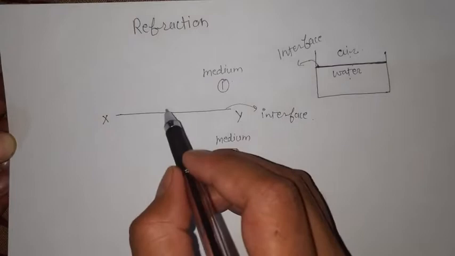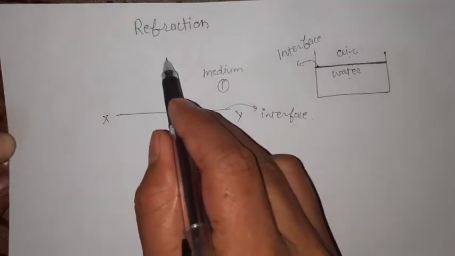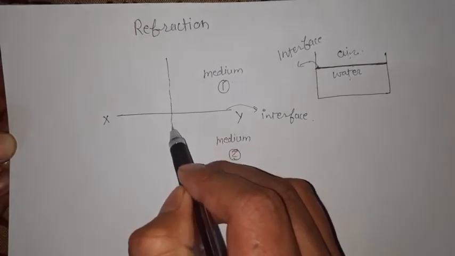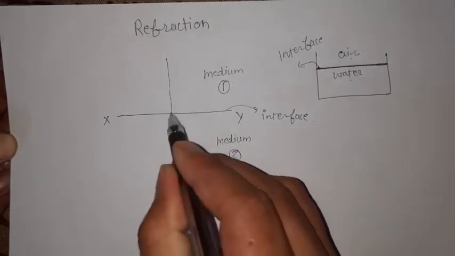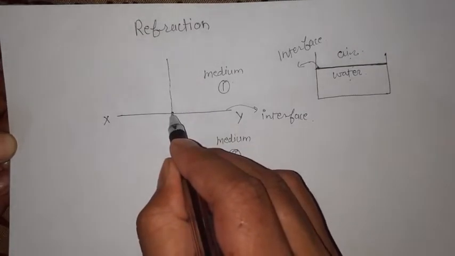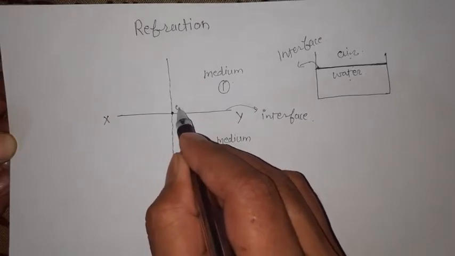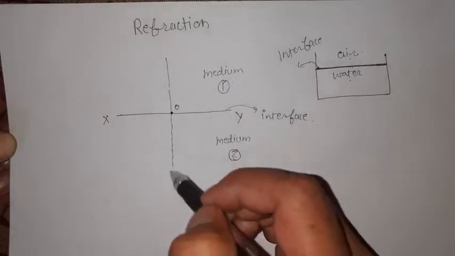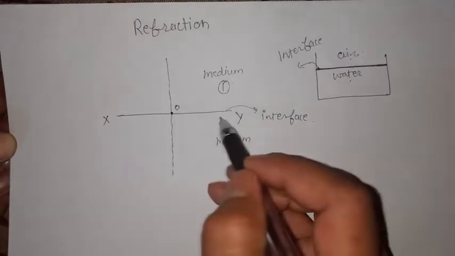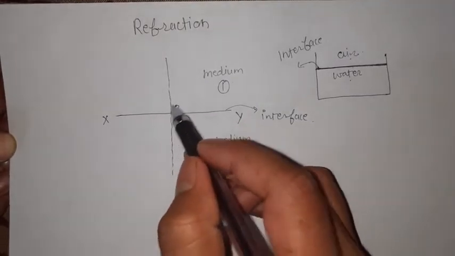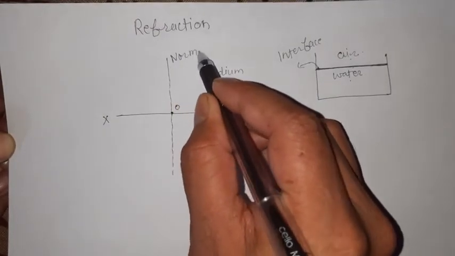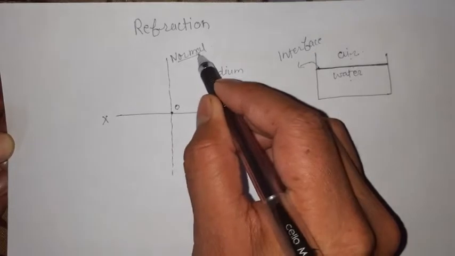Now let us suppose a perpendicular on this interface. Here we have supposed that a perpendicular is drawn at this point, and this point is point O. This perpendicular drawn on the interface at point O, we are going to call the normal.